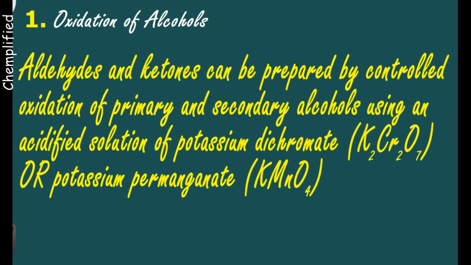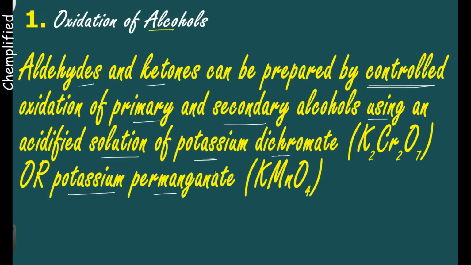We will discuss that. So our first method is oxidation of alcohols. I repeat, oxidation of alcohols. Now, how are they prepared? Aldehydes and ketones can be prepared by controlled, remember this term, controlled oxidation of primary and secondary alcohols using an acidified solution of potassium dichromate, that is K2Cr2O7, or potassium permanganate.